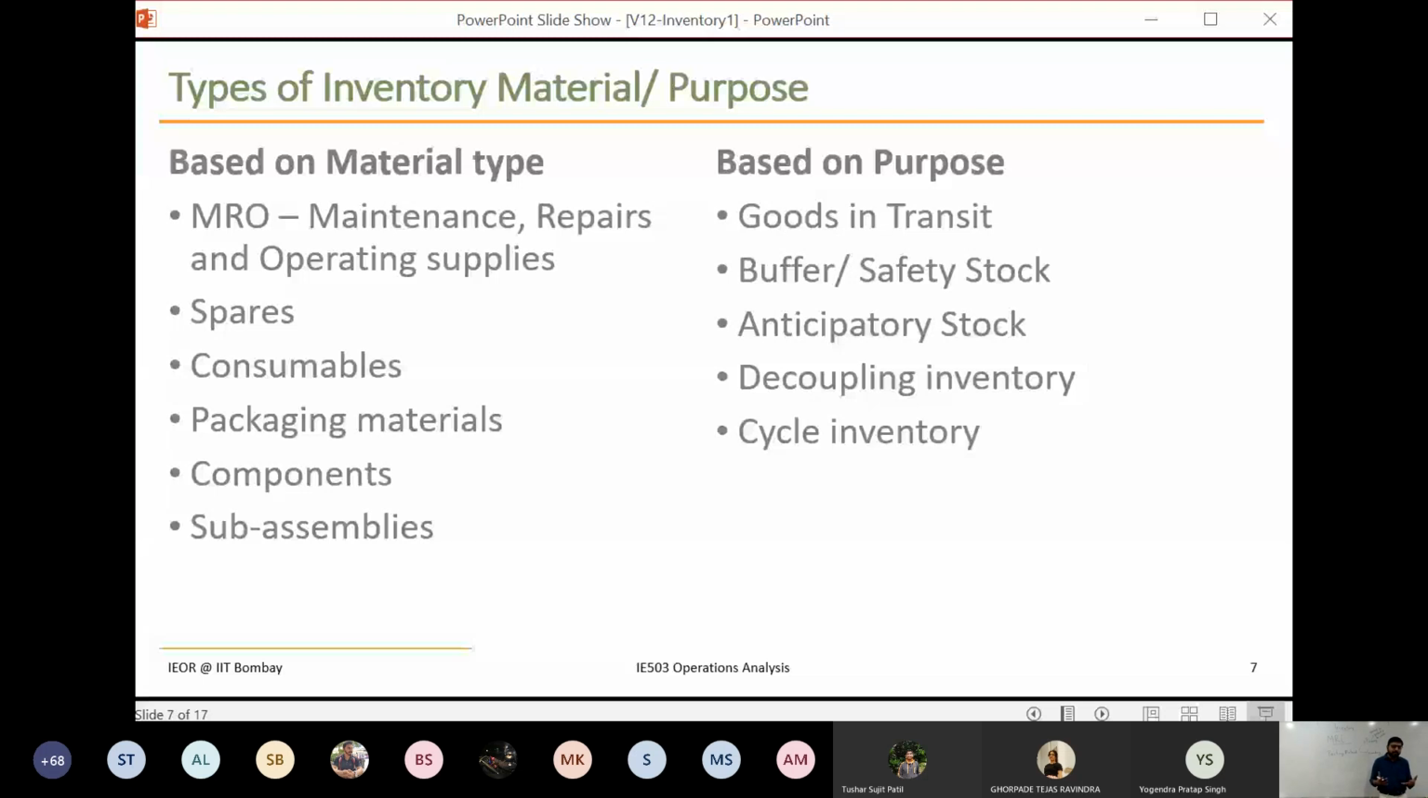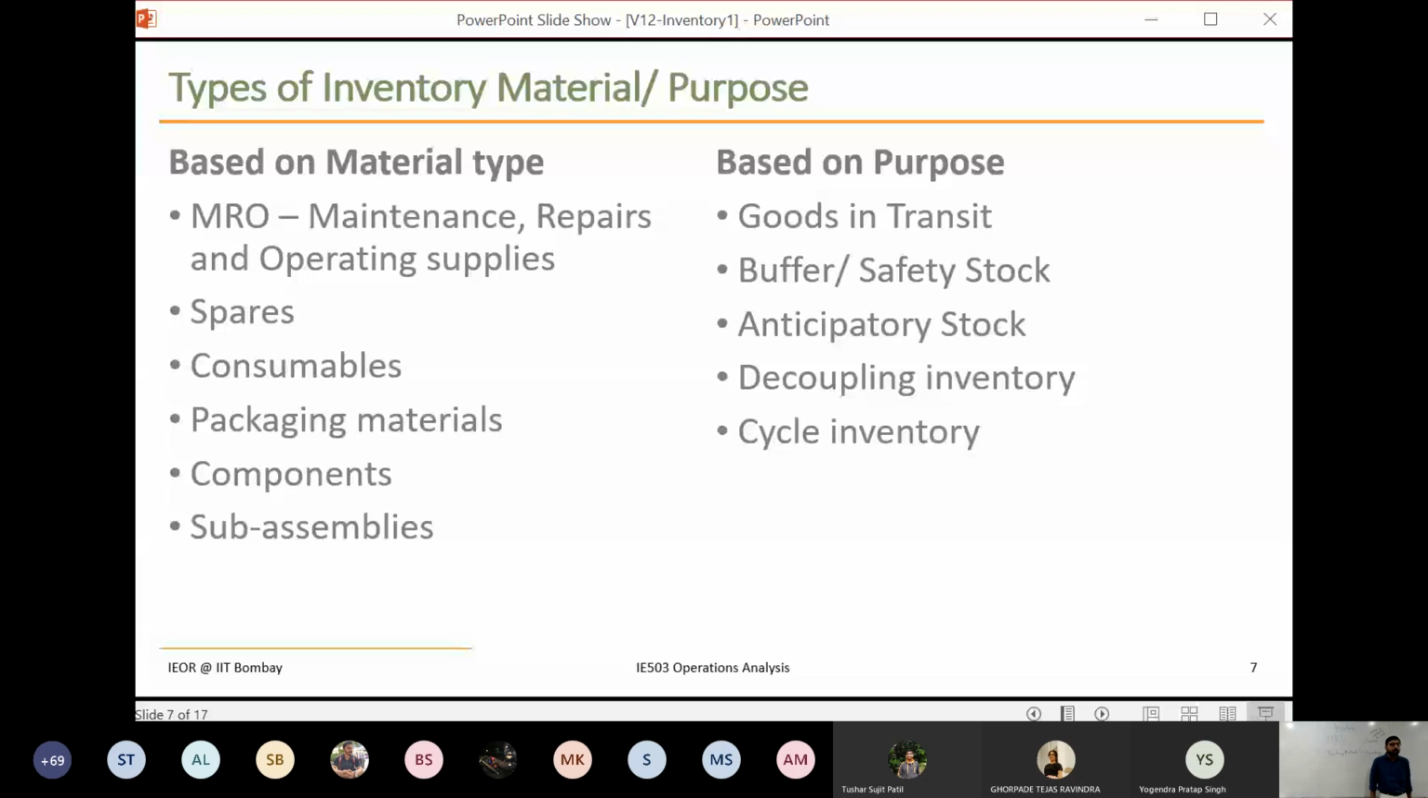Even inside companies, some companies are kilometers across. So from one end of the factory to the other, it may take a few hours for the inventory to come, or at least an hour or so. That is still called goods in transit.